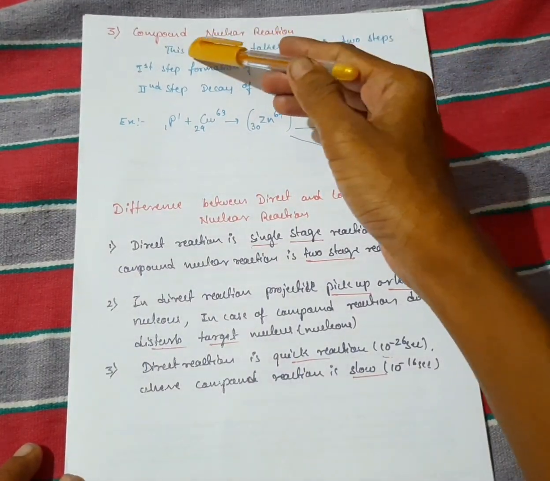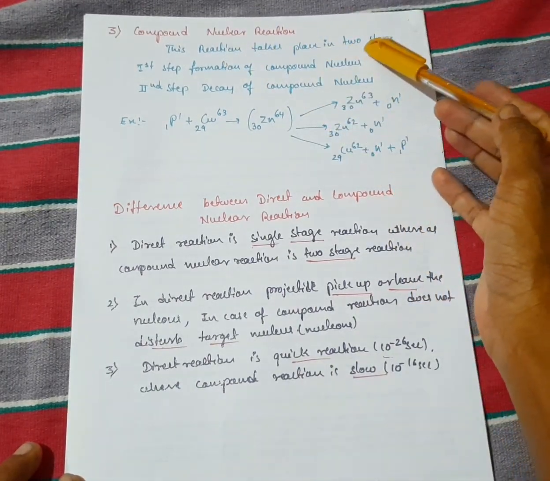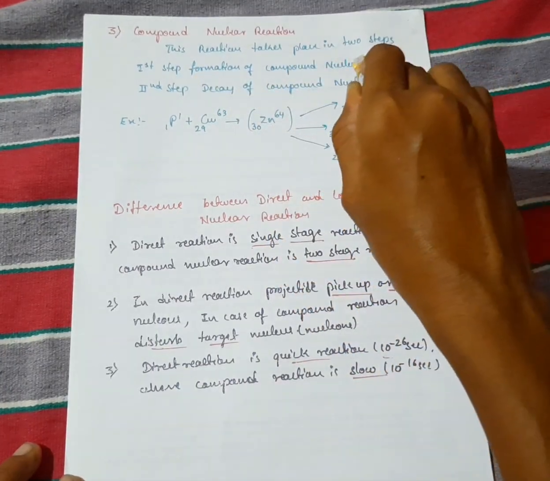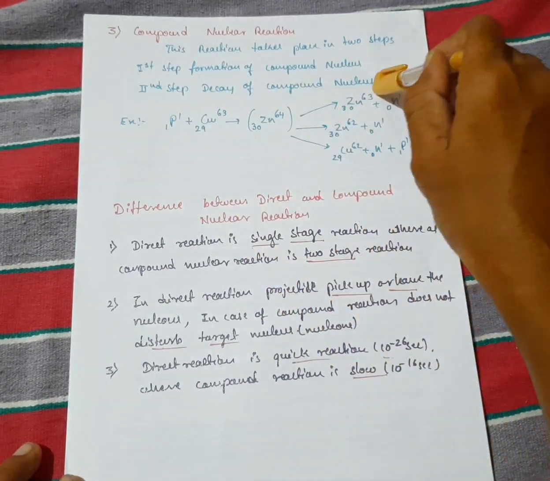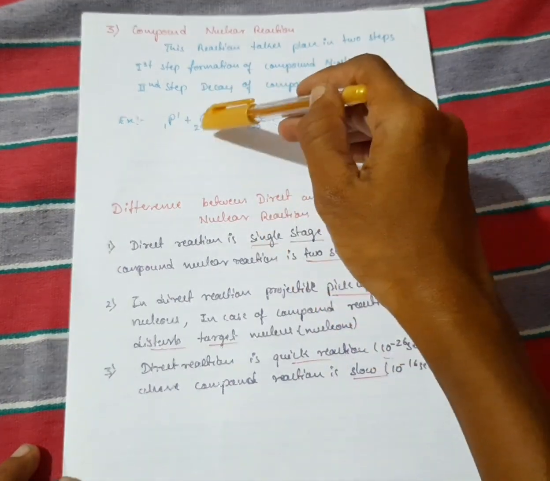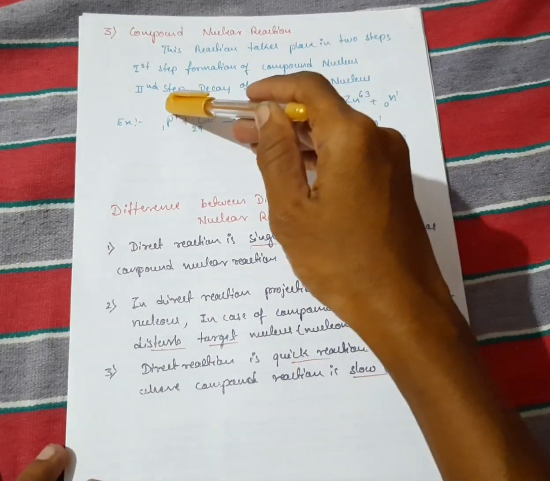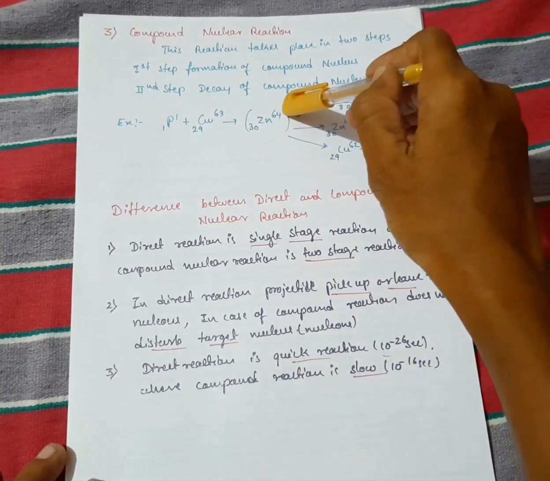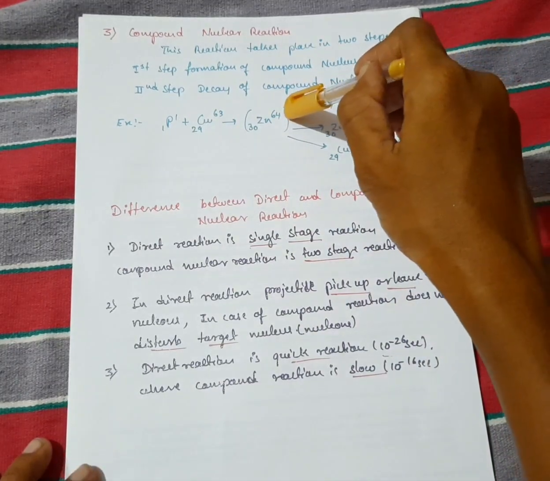The third type of reaction is the compound nuclear reaction. This reaction takes place in two steps. In the first step, formation of a compound nucleus takes place. In the second step, decay of the compound nucleus takes place. In the first step, when the target nucleus interacts with the incident particle, it goes into the excited state by absorbing the incident particle.